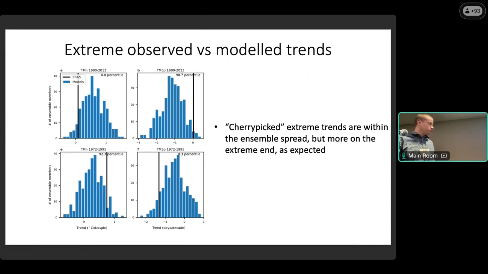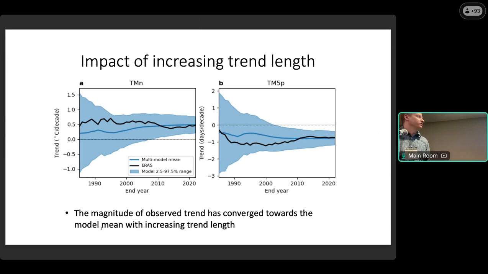We can also look at the impact of increasing the trend length. These are showing the magnitude of the trends starting in 1971 as a function of end year. In black are the observations, and in blue is the model and the model spread. We see that this trend started off on the higher end of the distribution, and in this period where we saw some leveling off of the time series, the observations converged more towards the multimodel mean. Again, we don't really see any evidence of discrepancy.